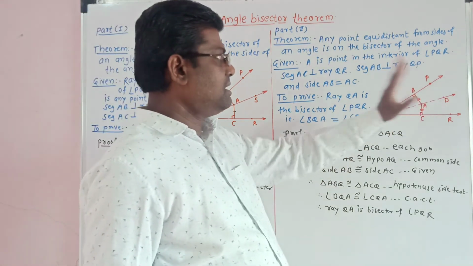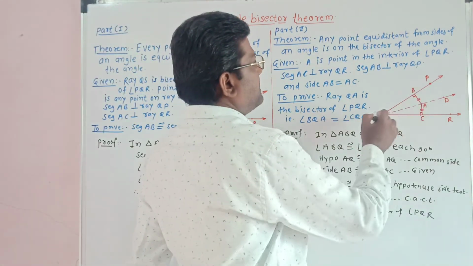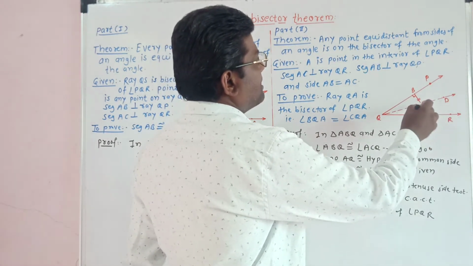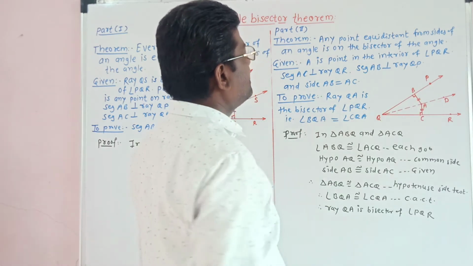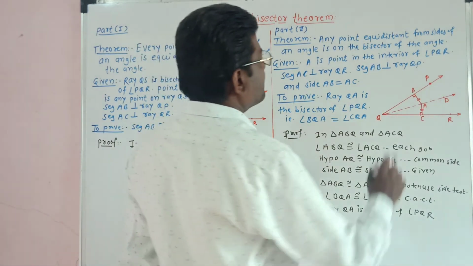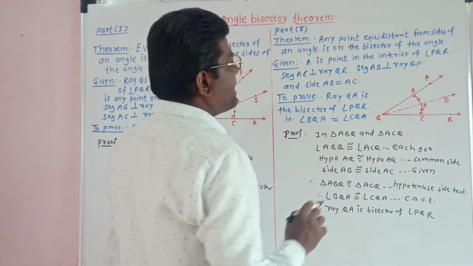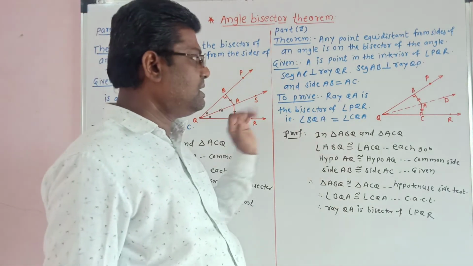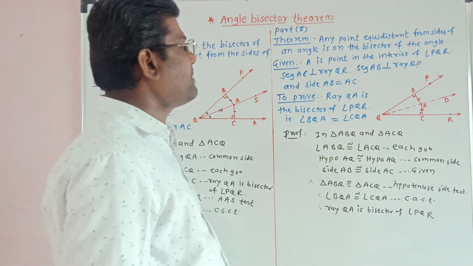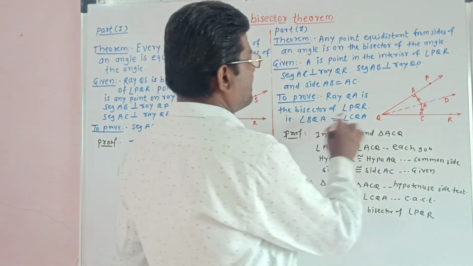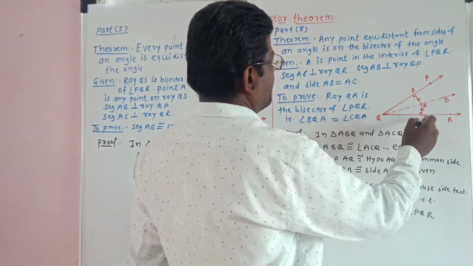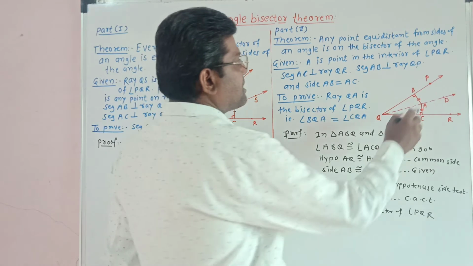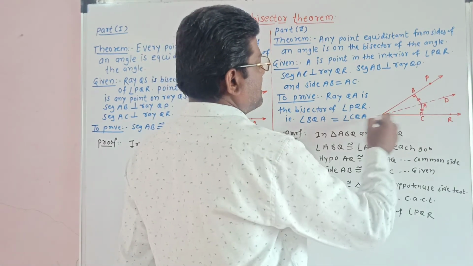A is a point in the interior of angle PQR, ray AC is perpendicular to QR and ray AB is perpendicular to QP, and side AB is congruent to side AC. Then we have to prove that ray QA is the bisector of angle PQR, that is, angle BQA is equal to angle CQA. Now here also two triangles are formed, triangle ABQ and triangle ACQ.